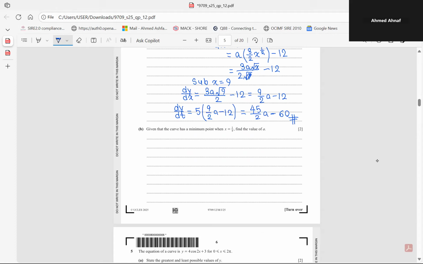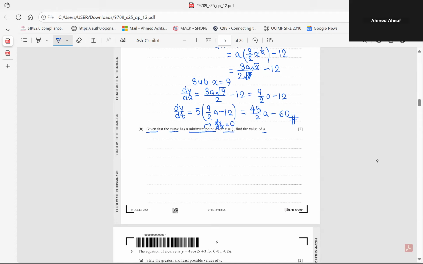Okay, so here we're told that given that the curve has a minimum point when x equals 4, find the value of a. Okay, so what do we mean by minimum point? So we know that a minimum point is a stationary point, and at any stationary point, our dy/dx must be equal to 0.